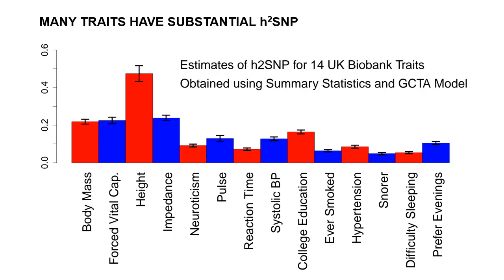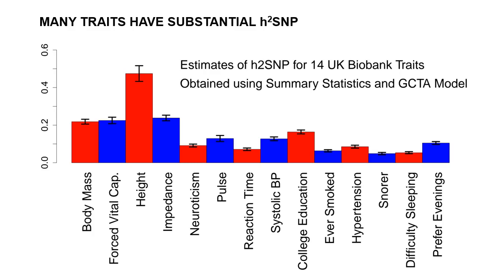Both GCTA and LD score regression have been extremely popular. Each has been applied to thousands of different phenotypes. Here are some results using 14 traits from UK Biobank. For these analyses, I use the LD score method, so I use summary statistics and assume the GCTA model. We see that for all traits, there's substantial SNP heritability, at least 10%. For height, it's as high as 50%.